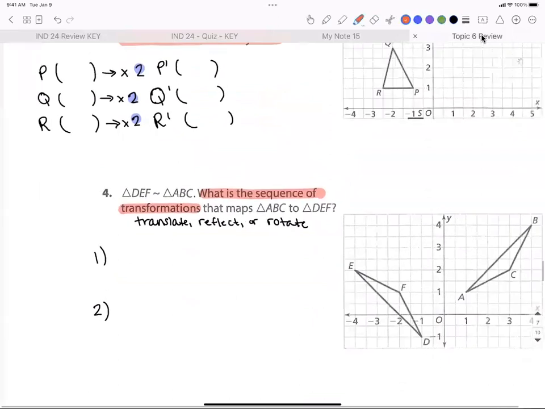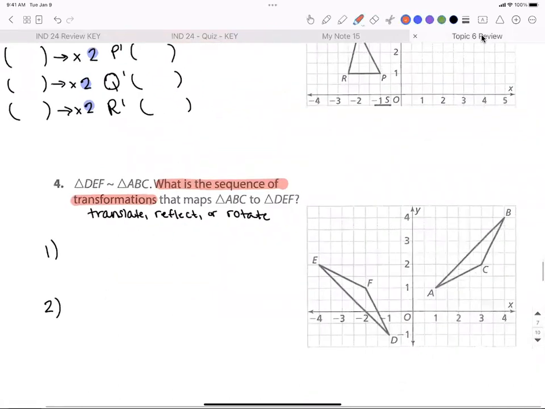And then for number 4, very similar to the other ones where it's a sequence, you know there's going to be at least 2. You're not limited to 2. You can do 3, 4, whatever you need. But it's at least 2 because it's a sequence. And again, because they're the same size, I can take dilate off the table. So I know it's going to be translate, reflect, and rotate.